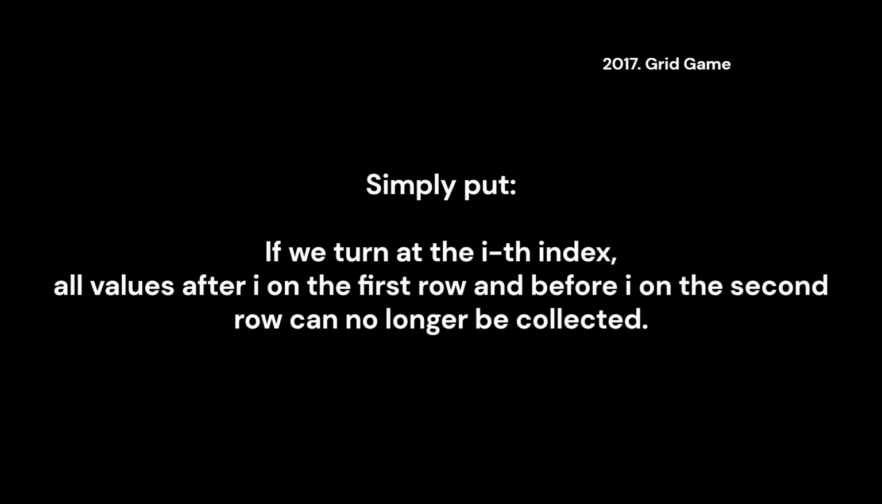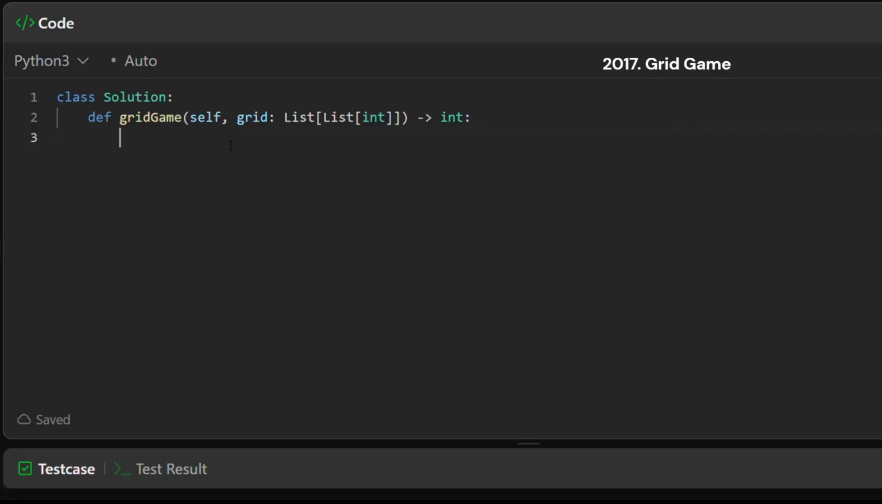On the next we got a game theory-like problem. Imagine the first player moves along the top row, then at some index drops down to the bottom row. At that turning point, everything left on the top row is blocked, and everything collected on the bottom row to the left is also blocked.